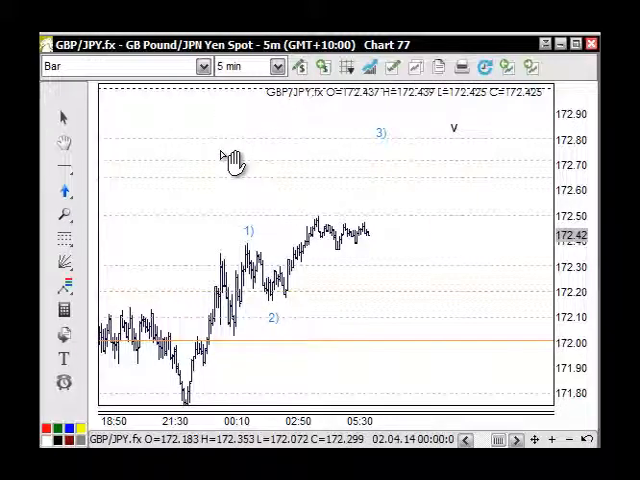All right, well that's it. Not a lot going on in the FX as the dollar is really just vibrating around that 80 area.